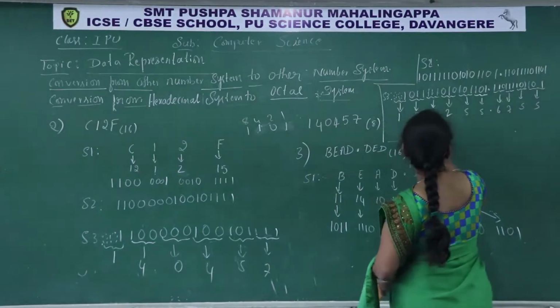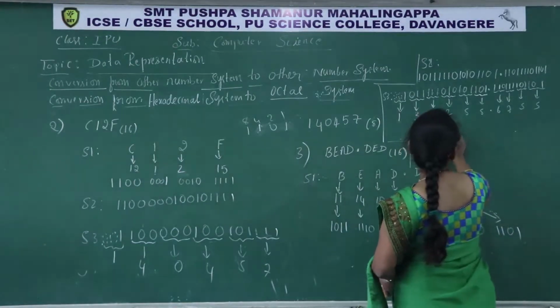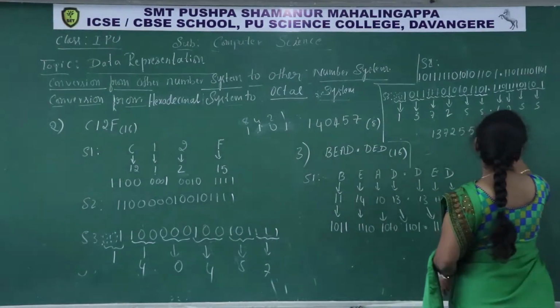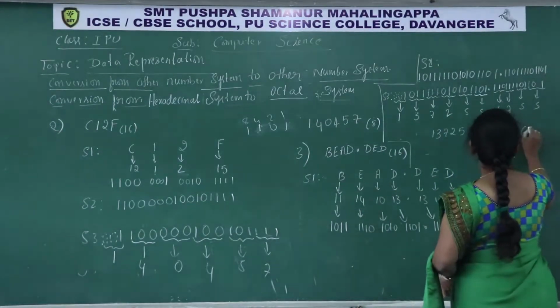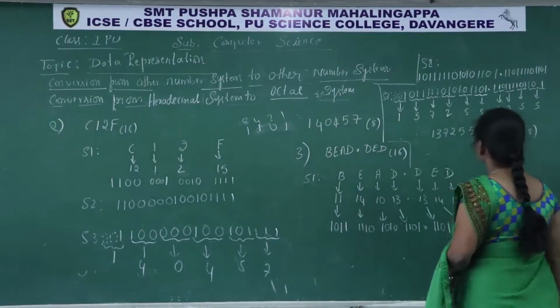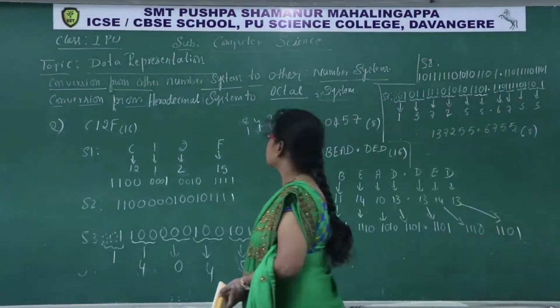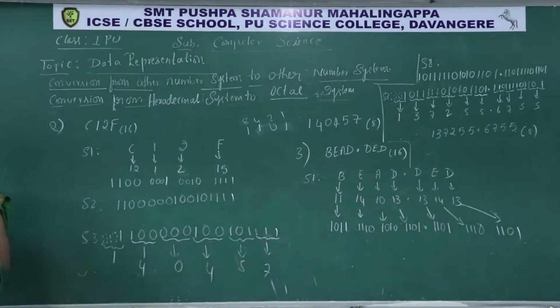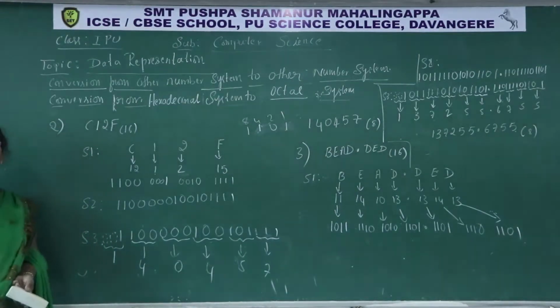So the final answer would be 137255.6755 base 8. So in this way we can convert hexadecimal system into octal number system.